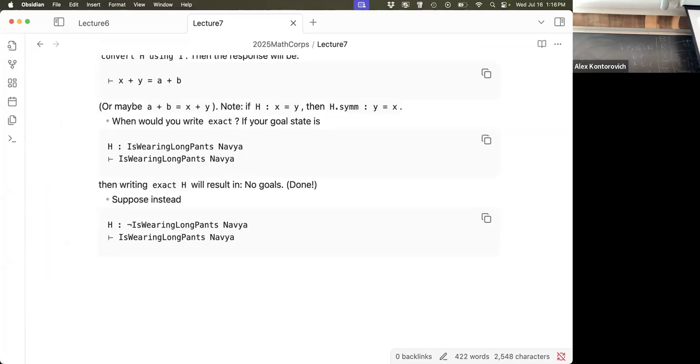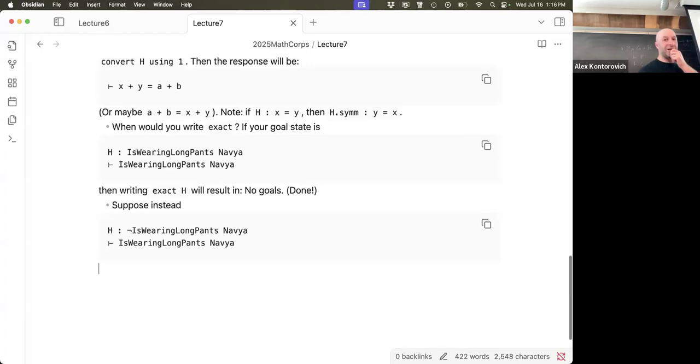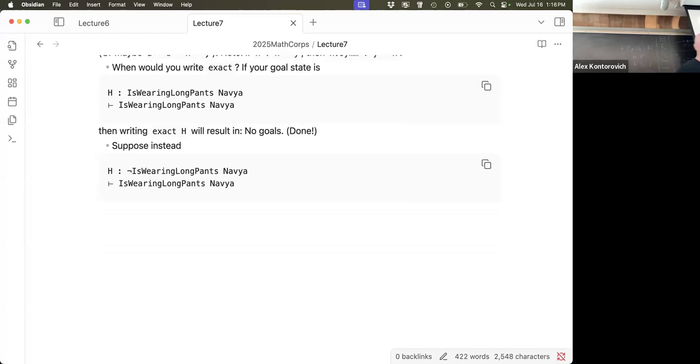What would the computer respond to that? Oh, well, if we said exact H? No, suppose we know that she's not wearing long pants, but our goal is that she is wearing long pants. How would the computer respond to that?